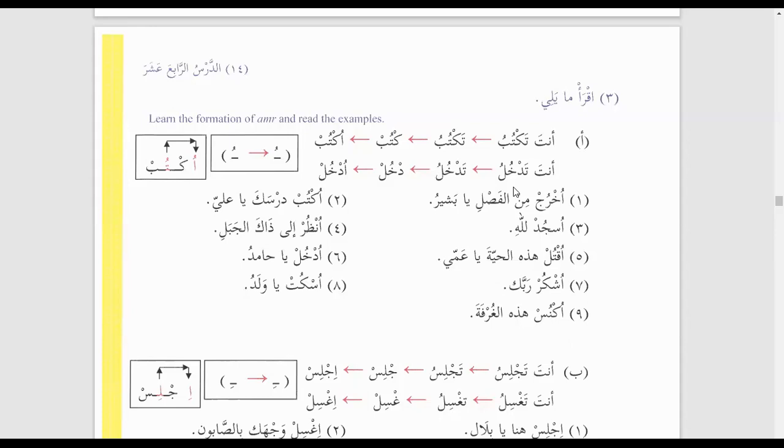الدرس الرابع عشر, lesson number 14. So inshallah we will continue with the exercises. We will start from exercise number 3, which is اقرأ ما يلي. So Irfan, can you please explain this here? اقرأ ما يلي. So what is اقرأ and why do we read it as اقرأ ما يلي?